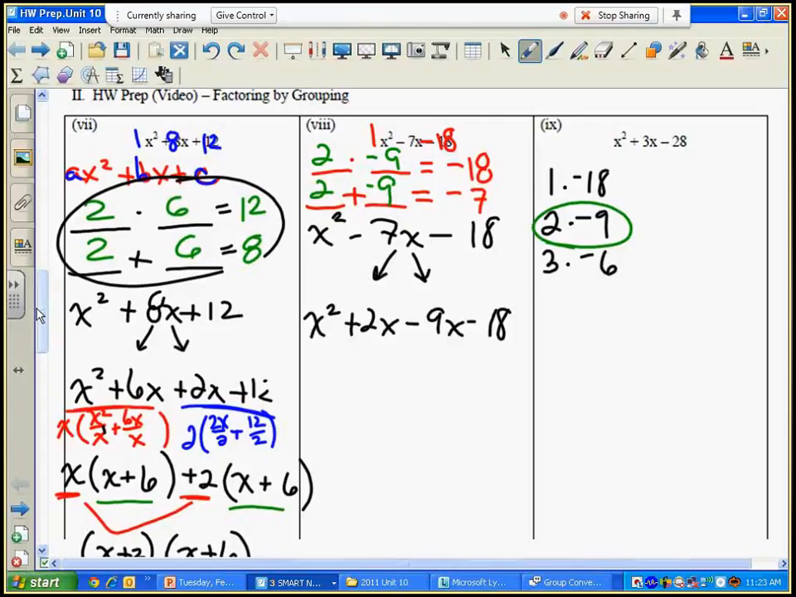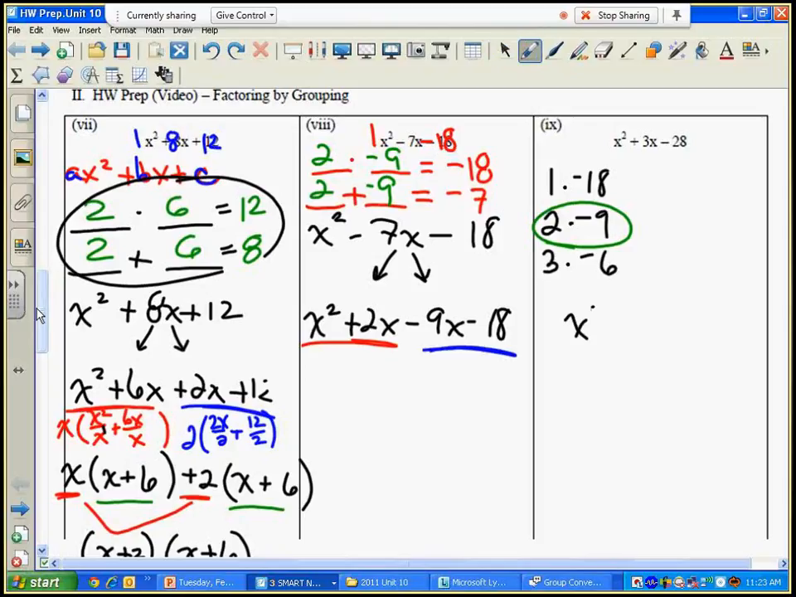Notice that that does not change the value of the expression. It just means we have 4 terms now instead of 3. Now we can think of those 4 terms each as their own groups. Here's the first group. Here's the second group.